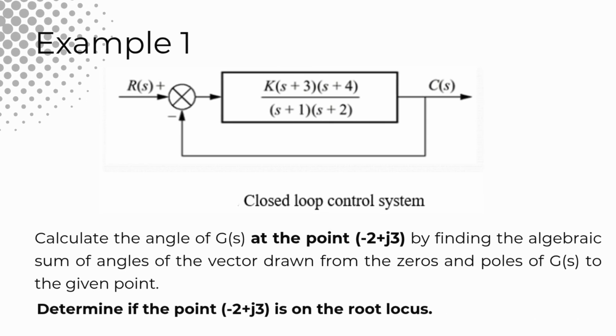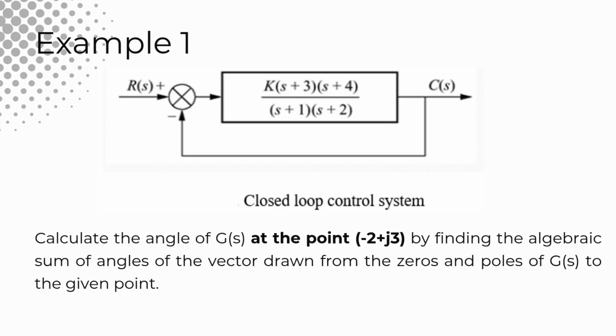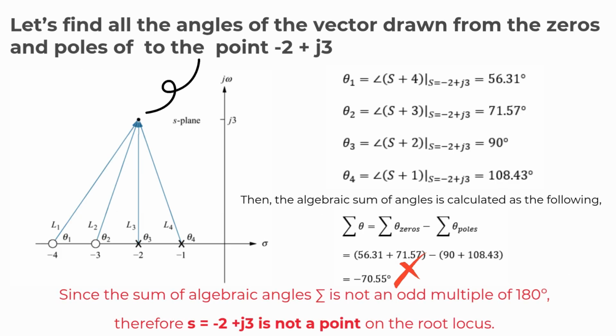Let's see the example. Based on the given closed-loop transfer function, calculate the angle of G(s) at the point -2 plus j3. Then, determine whether the point is on the root locus or not. To solve the problem, first let's find all the angles of the vectors drawn from the zeros and poles to the point -2 plus j3. Then, the algebraic sum of angles is calculated and we get 70.55 degrees. Since the algebraic sum of angles is not an odd multiple of 180 degrees, the point -2 plus j3 is not a point on the root locus.